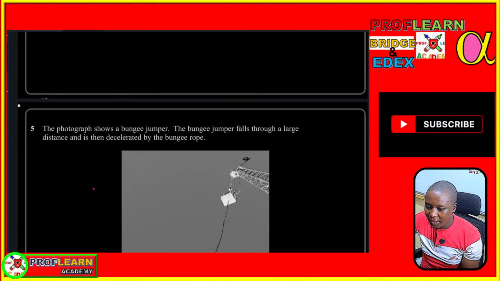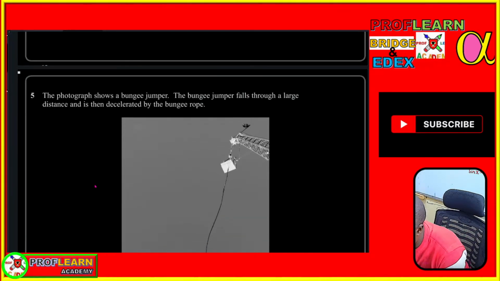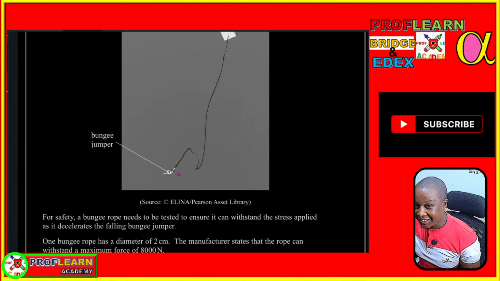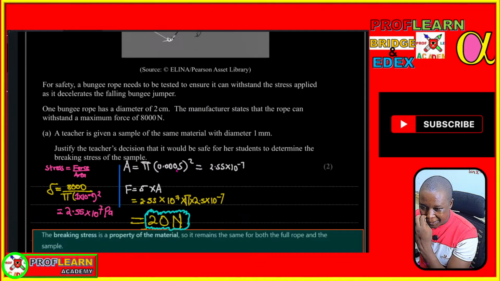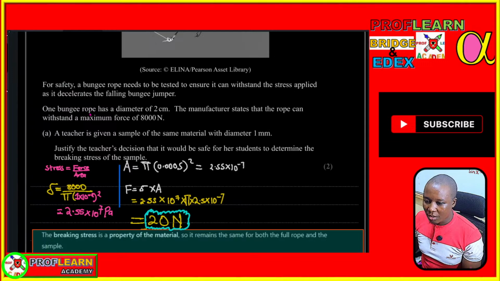We are going to look at the photograph that shows the bungee chamber. The bungee chamber falls through a large distance and then is decelerated by the bungee rope. I don't know whether you have ever had this experience. I had it once, I'll never try it again. The safety bungee rope needs to be tested to ensure that it withstands the stress applied to it as it decelerates the falling bungee chamber.